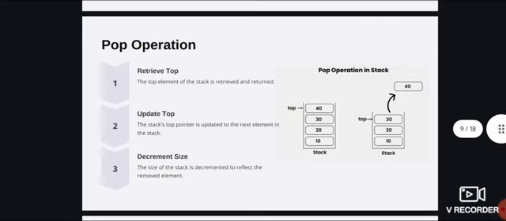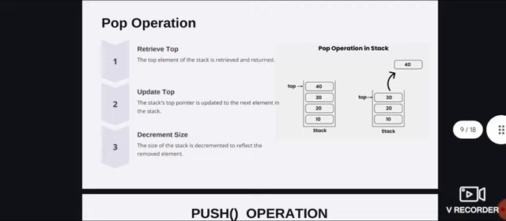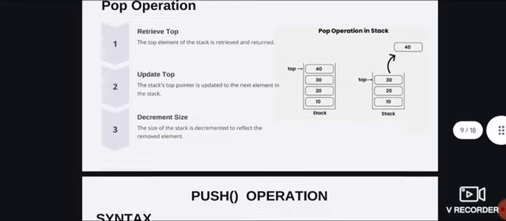Then pop operation. To pop out the element from the stack, we have to retrieve the top, update top, and decrement the size. Retrieve top. The top element of the stack is retrieved and returned. Update top. The stack's top pointer is updated to the next element in the stack. Decrement size. We have to decrement the size so that the top value will be decremented. The size of the stack is decremented to reflect the removed element.